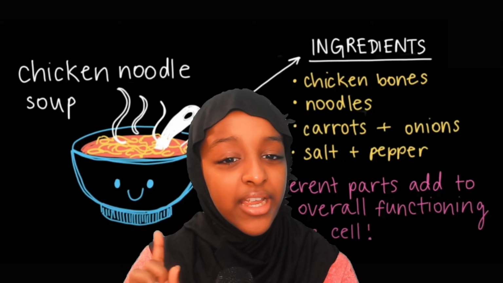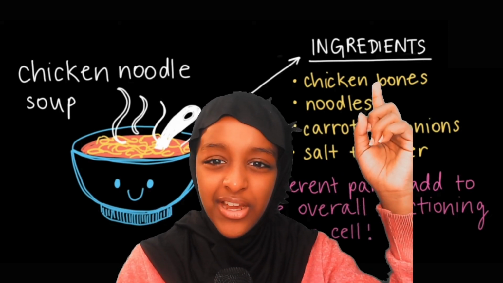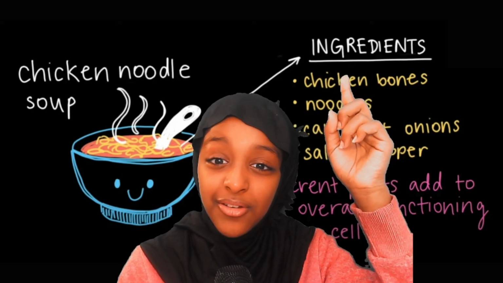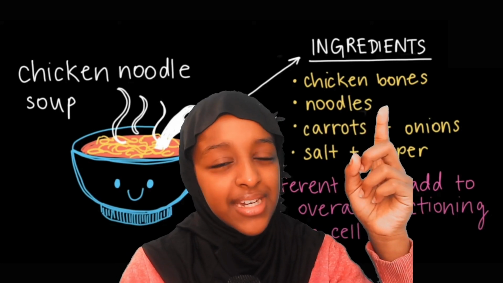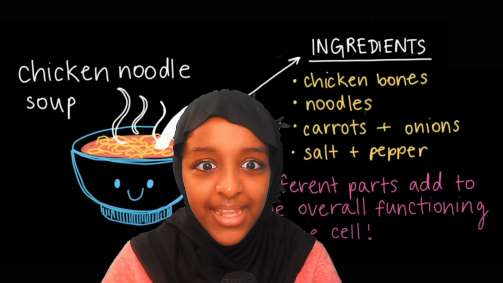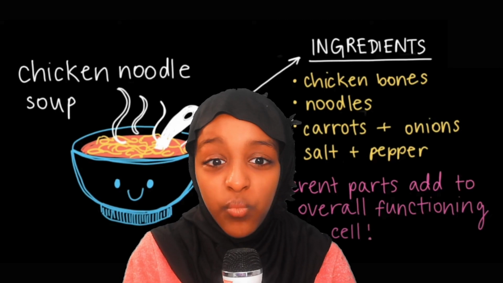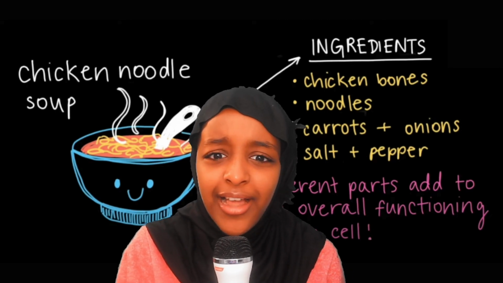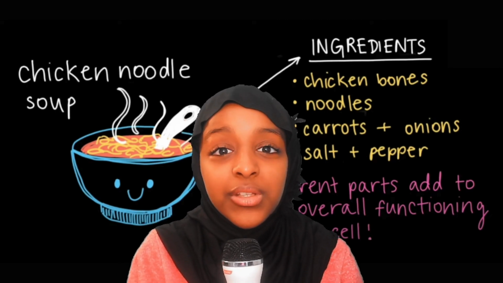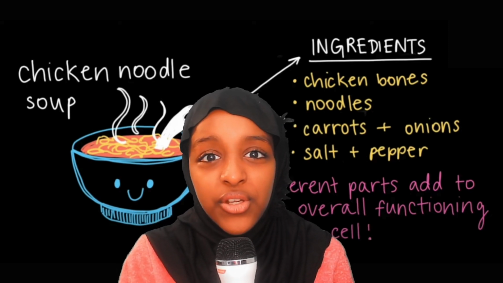So this right here is chicken noodle soup. You can see it has a lot of ingredients listed right here. One of them is chicken bones, noodles, carrots and onions, and salt and pepper. Now you need all of these ingredients to create chicken noodle soup. If we forget to add one of them, like let's say we forget to add noodles, then it's not going to be chicken noodle soup. And everyone loves noodles with their chicken noodle soup, so if you don't add the noodles, what is the point of it?